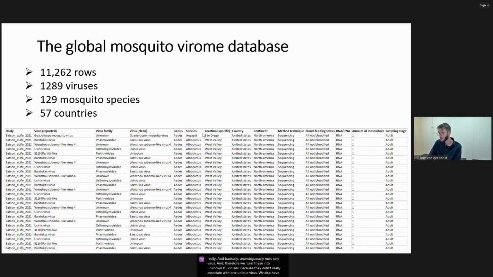We also have information, of course, about the mosquito species. The location we tried to keep as specific as possible. So if the study said it was a different location, we also accepted this as a different location, which becomes important for a reason I'll tell you a little bit later. And all this other information about the mosquito sampling stage, blood feeding status, whether they were looking at RNA or DNA or something else.